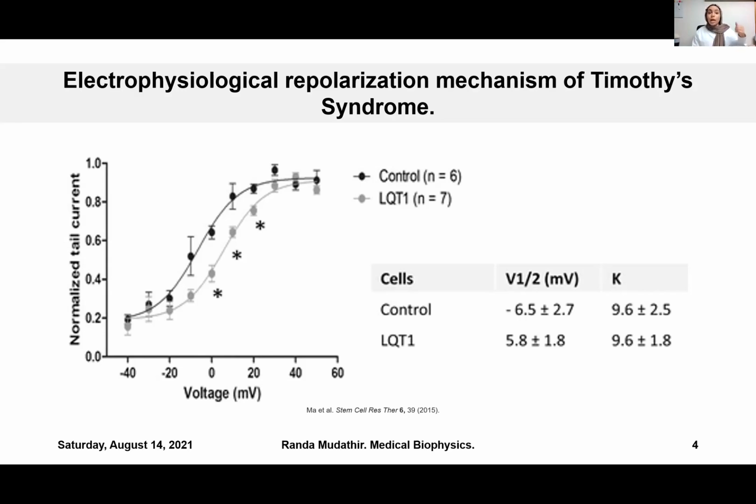In the previous slide, I mentioned that the depolarization is affected, prolonging the action potential, but here I'm also saying that the repolarization is affected. So this is completely messing with the timing of the action potential.